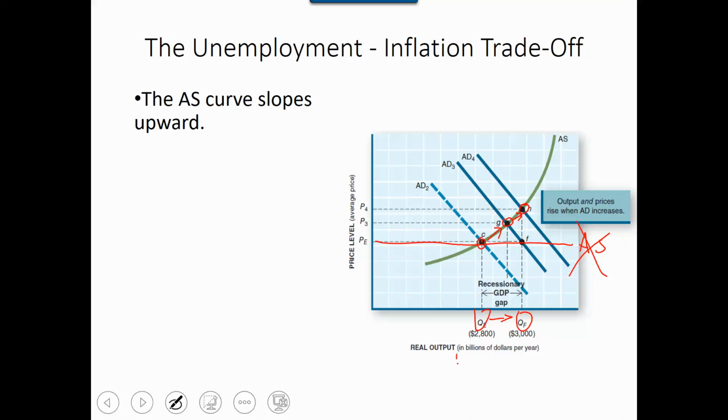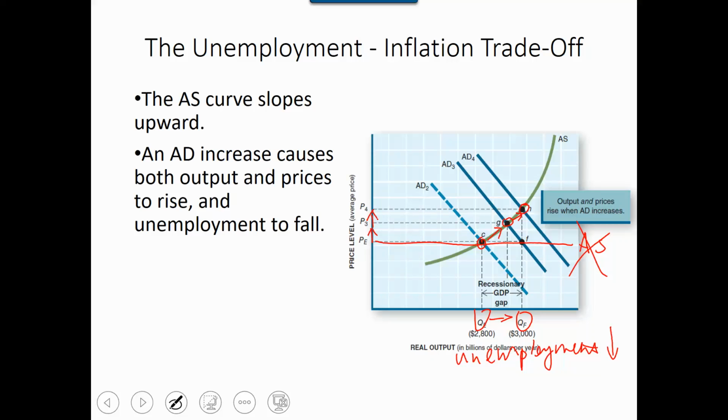Which means the unemployment is decreasing. So that's good. That's what the government wants. And we want to fulfill this full employment GDP. We can achieve the full employment. But if you look at the price level, the price level changed from PE to P3 to P4. So you can see the price level keeps increasing. So our inflation is going up.